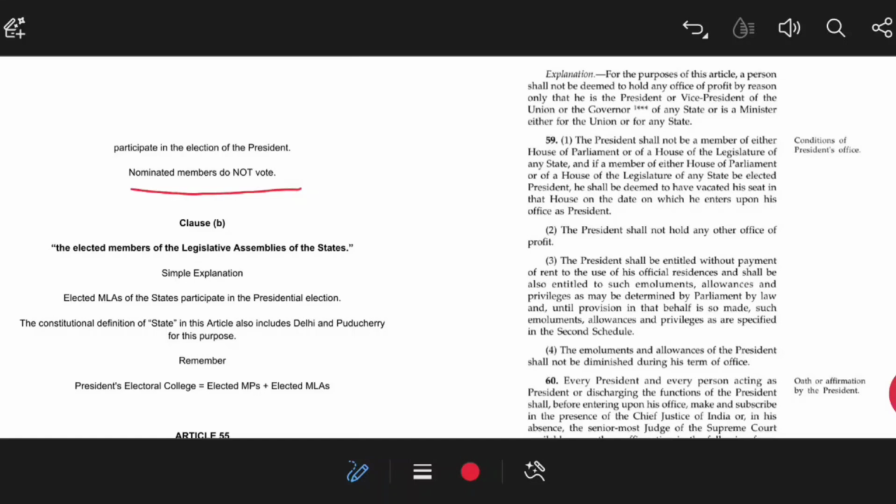Apart from that, the elected members of the legislative assembly of the state are also part of the electoral college. Here the governor also appoints or nominates a few members to the legislative council, but only the legislative assembly takes part in the state. Elected MLAs of the state will participate in the presidential election. And the constitution's definition of state in this article also includes Delhi and Puducherry for this purpose, because Delhi and Puducherry have their own legislative assembly. That's why they are included.